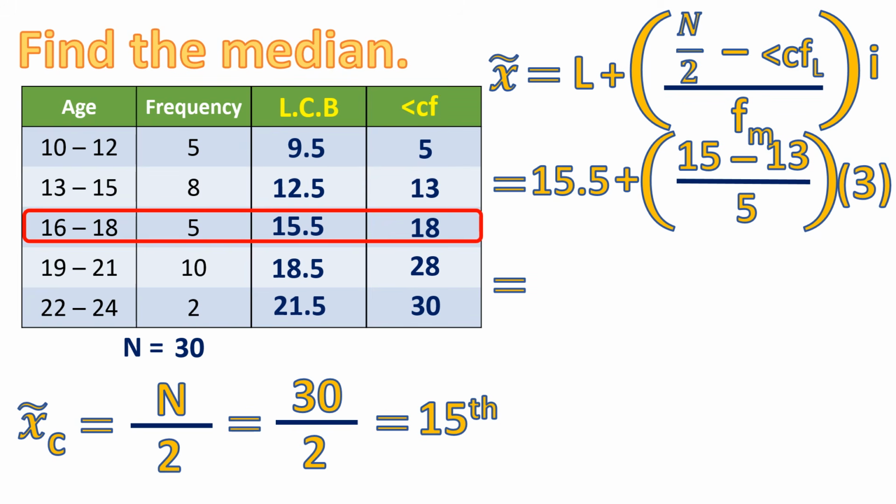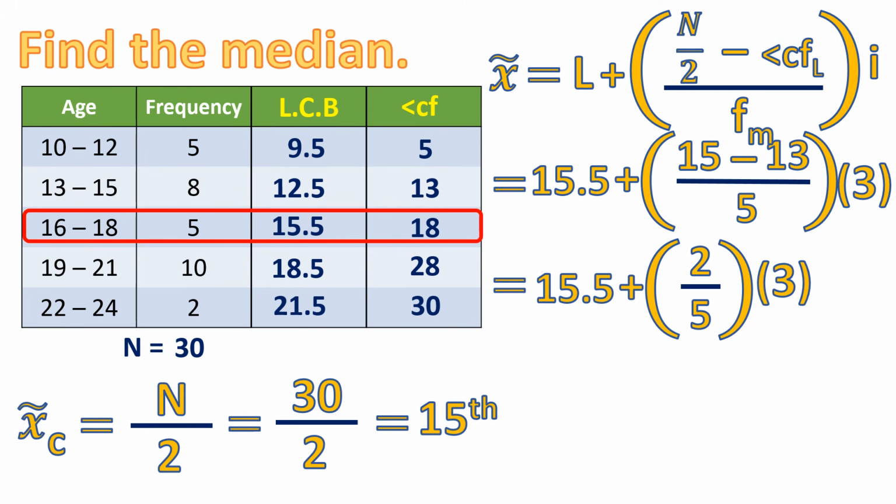So let's copy first the 15.5 because we cannot compute it yet. We will solve from the inside of the parentheses. So copy the plus, and then let's solve. 15 minus 13 is 2. Copy the 5 and 3. So we will continue solving. Let's still copy 15.5 and plus, because we will just use it later. And then we will decide here in this point, 2/5 times 3.